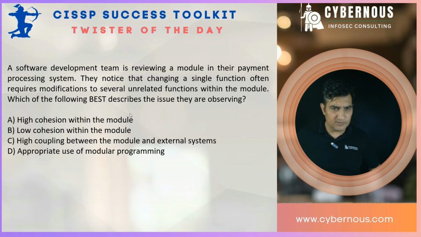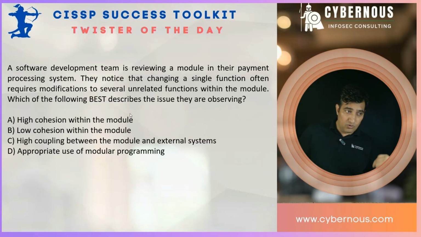With that said, let's review these options. Option A says high cohesion within the module. Just go and see the question once again. They notice that changing a single function often requires modification to several unrelated functions. If these were related functions, then it's good, but why should you have to change unrelated functions? That means in this case cohesion is not high, cohesion is low, and that is what you see in option B, low cohesion within the module. That is very much right, and it is the right answer for this question.